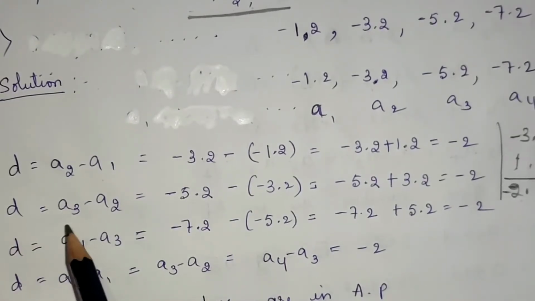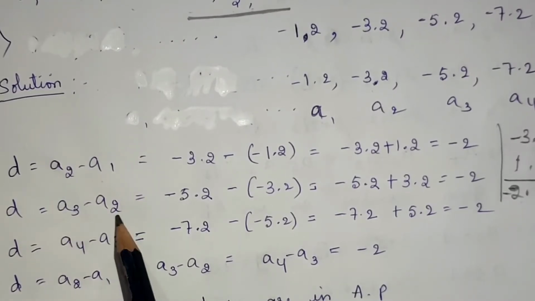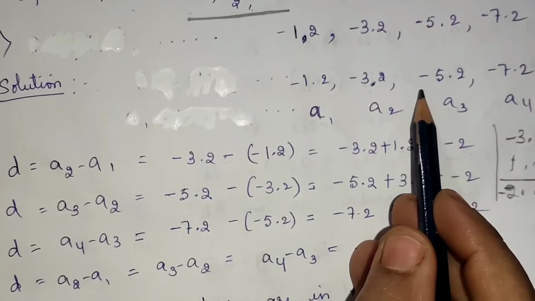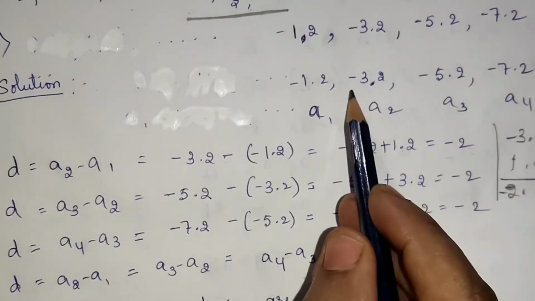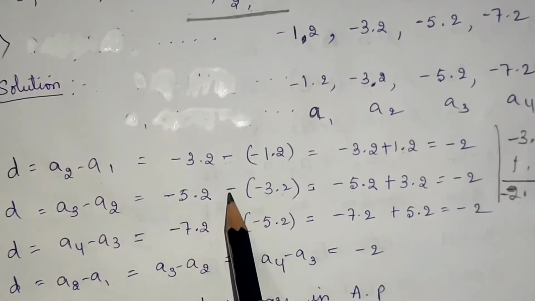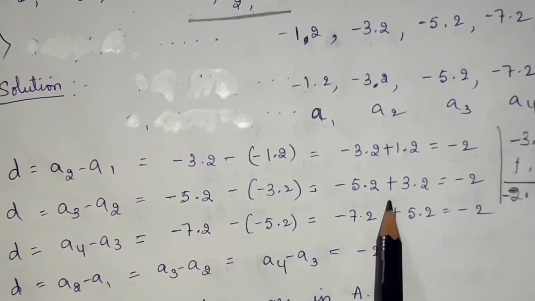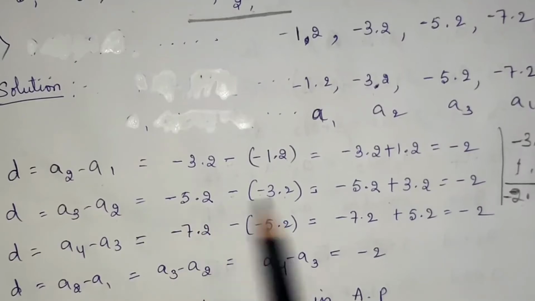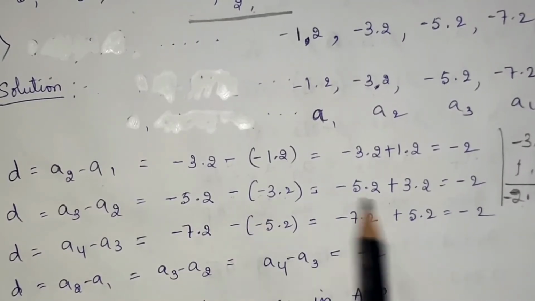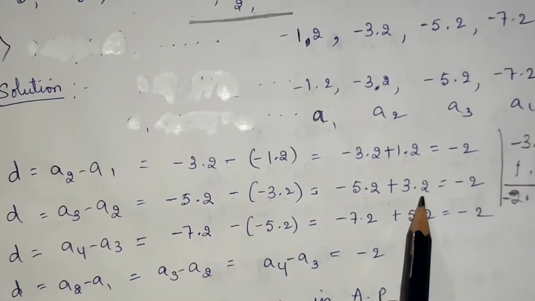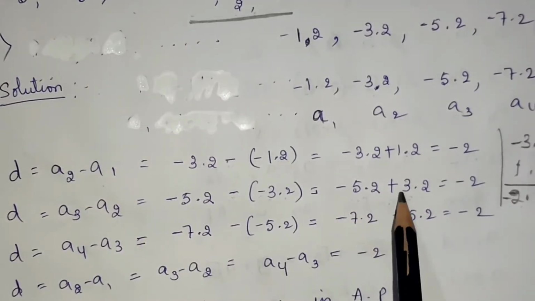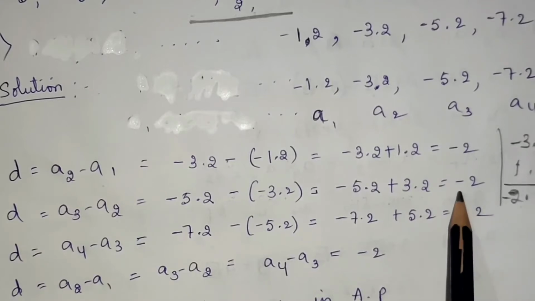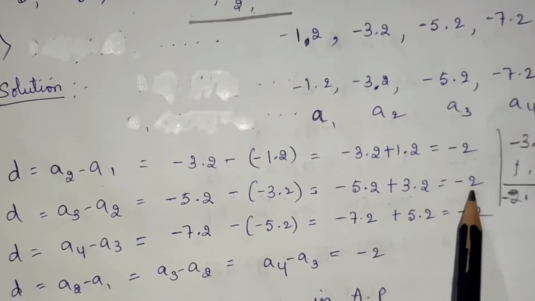Same way, find the common difference by taking third term minus second term. That is, third term is minus 5.2 minus second term is minus 3.2. Here minus into minus you will get plus, minus 5.2 as it is, minus into minus is plus 3.2. Again you have to subtract. Subtract minus 5.2 and 3.2, you will get minus 2 as a common difference.